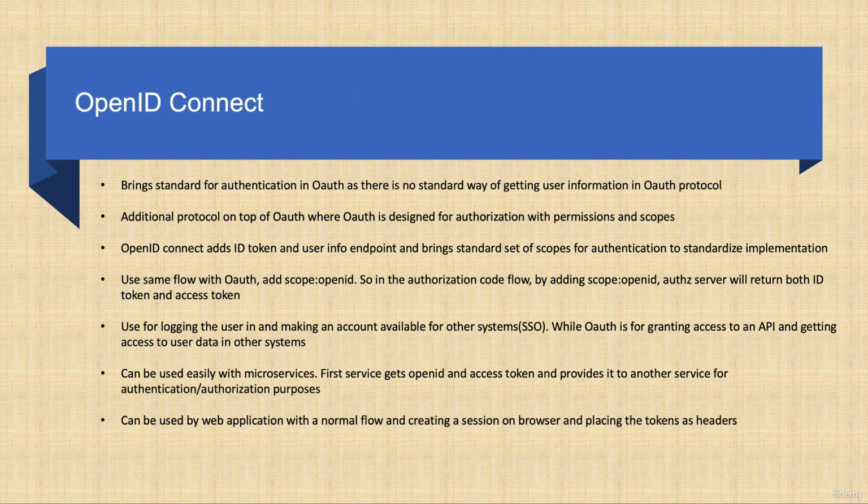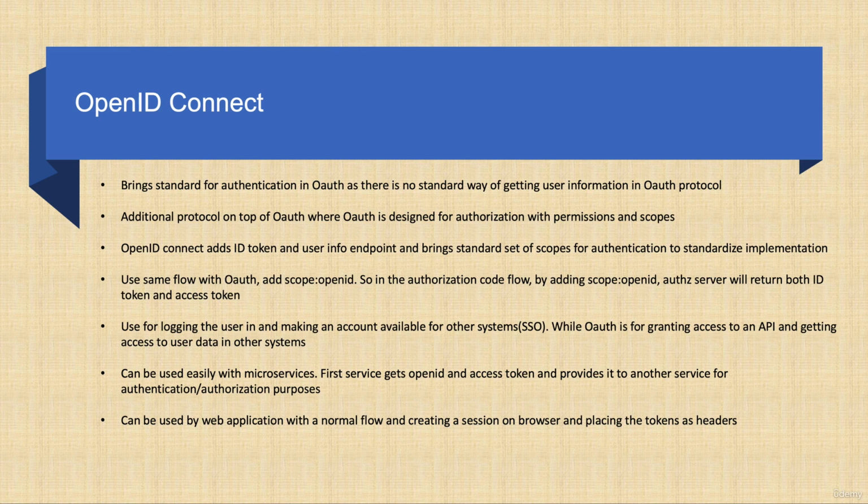Let's also look at the OpenID Connect protocol details. As I said, OpenID Connect brings the authentication standards to OAuth protocol and fills the gap in authentication. It is an additional protocol on top of OAuth, where OAuth is designed for authorization with permissions and scopes. OpenID Connect adds ID token and user info endpoint, and also brings a standard set of scopes for authentication to standardize implementation. We can use the same flow with OAuth, like the authorization flow on the previous slides, and simply add a scope openid on the first request to the authorization server.